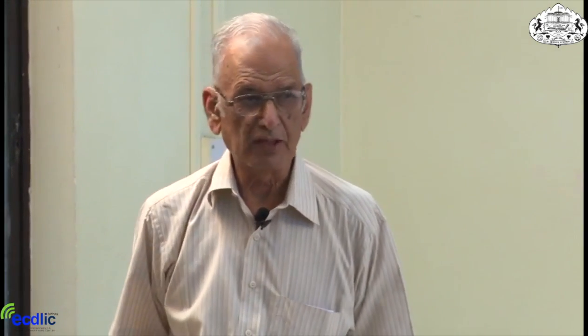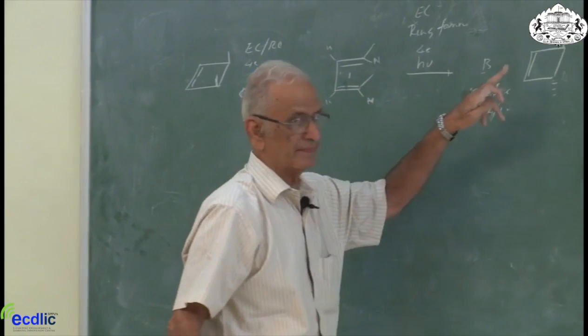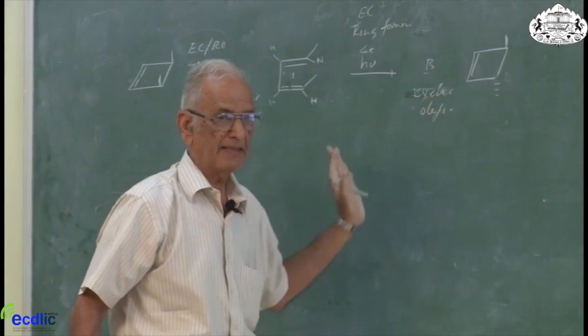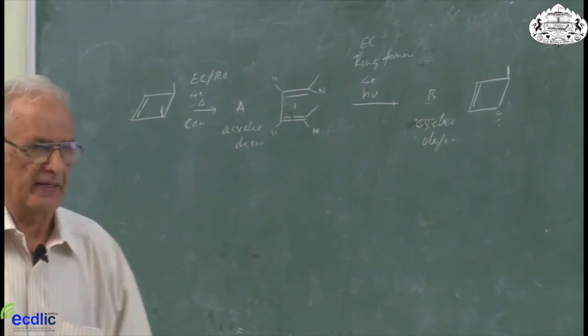What have we to remember? In a photochemical reaction, stability is not important. You go from more conjugated to less conjugated. Even this compound is more stable than this, but you are going from more conjugated to less conjugated.